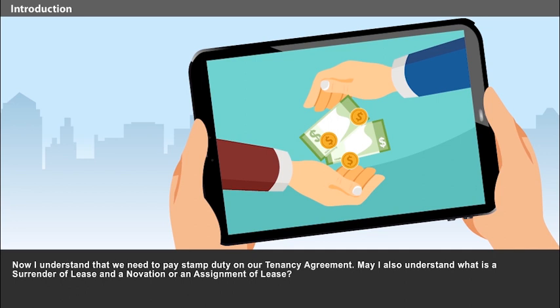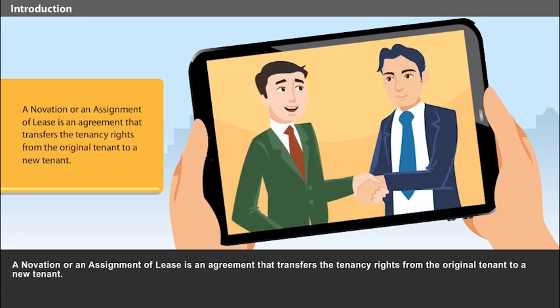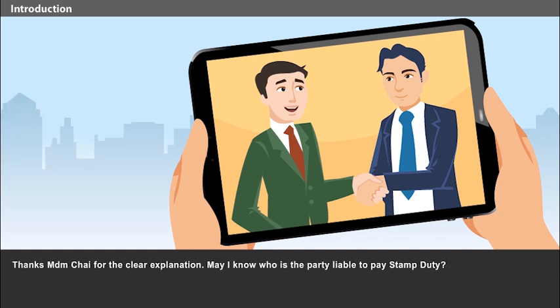May I also understand what is a surrender of lease and a novation or an assignment of lease? A surrender of lease is a document where a tenant surrenders the unexpired lease term of a lease that he has entered into with the landlord. A novation or an assignment of lease is an agreement that transfers the tenancy rights from the original tenant to a new tenant. Thanks, Madam Chai, for the clear explanation.